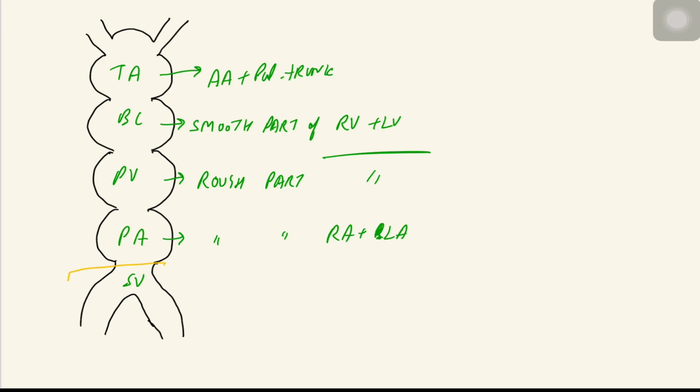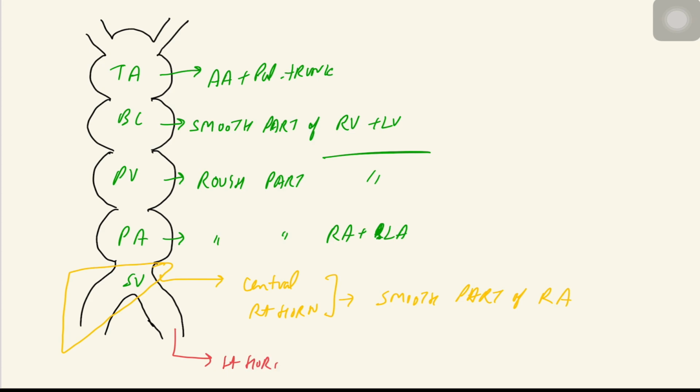Now sinus venosus was comprising of three parts. So the central part plus the right horn gives rise to smooth part of right atrium. The left horn gives rise to coronary sinus.